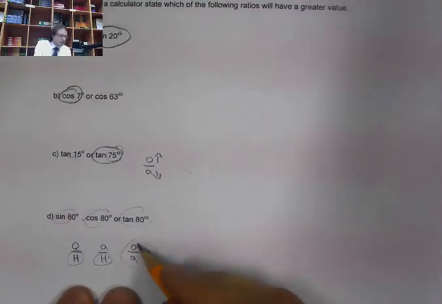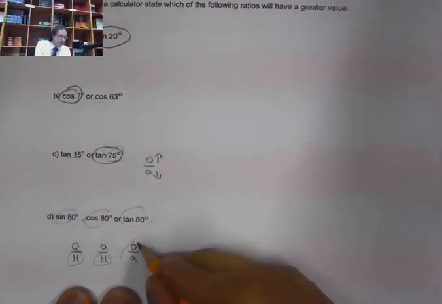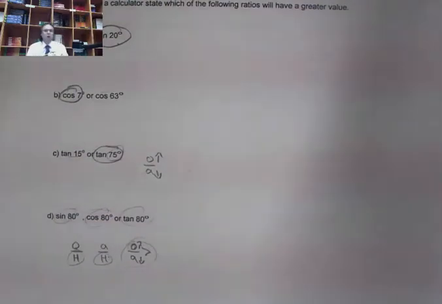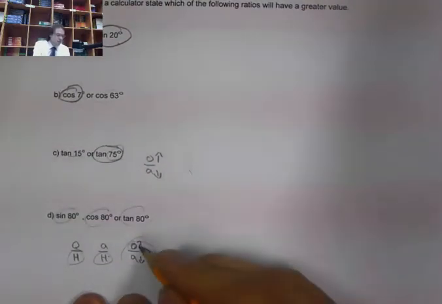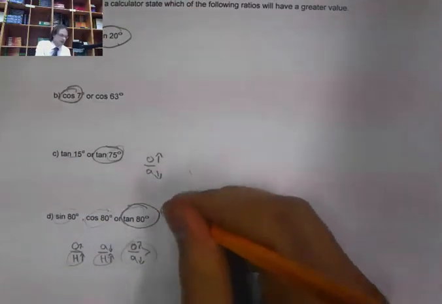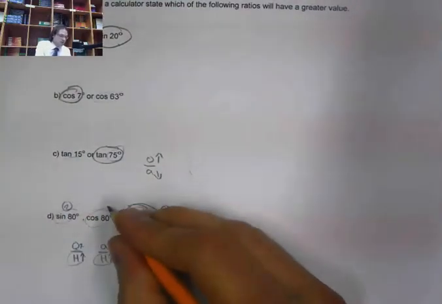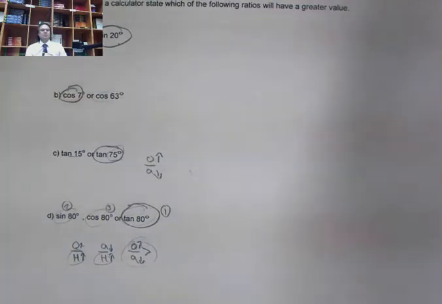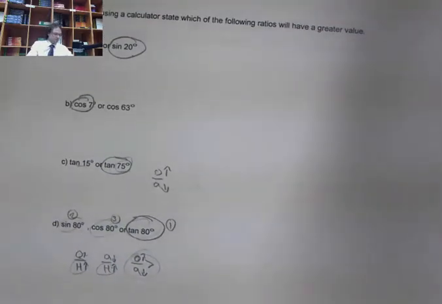Why? Because tan 80, that's a big angle. So opposite is going to be big. This is going to be small. So this is going to be big divided by small gives me big. This is going to be big. This is going to be small. This is going to be big, but this is going to be big too, but not quite as big as the hypotenuse. Therefore, my largest is this one. This is number 1 for biggest. This is going to be number 2. This is going to be number 3. Okay? Hopefully you get that.